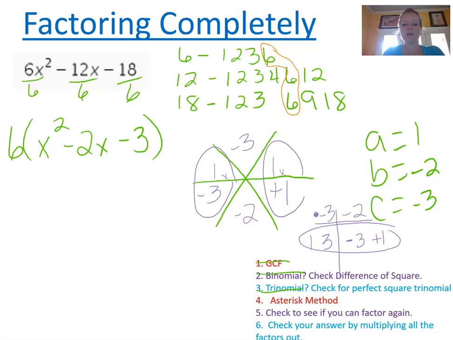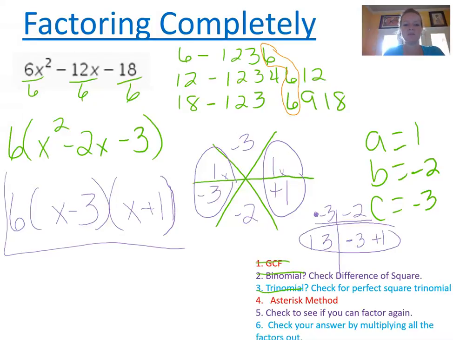These are my binomials. Bring down your greatest common factor. X, the coefficient in front is 1, but we don't have to write it. And then we have a -3. Coefficient in front of X is 1. We do not have to write it. And then +1. Get that parentheses in there. You have now factored completely.